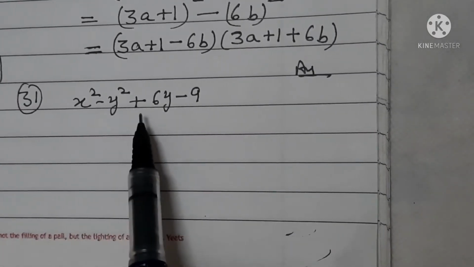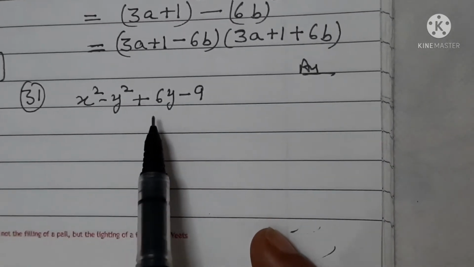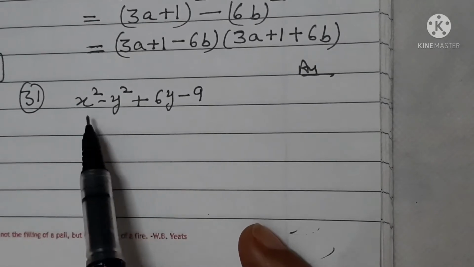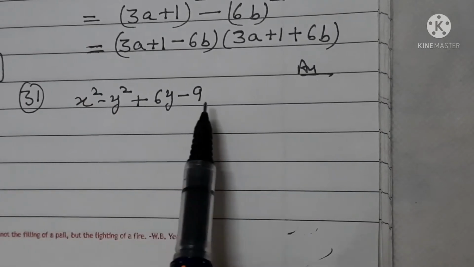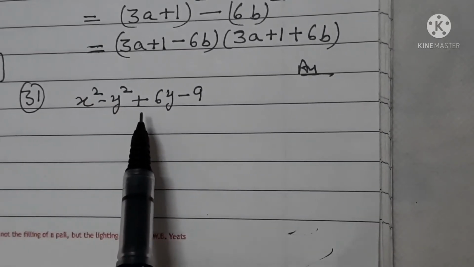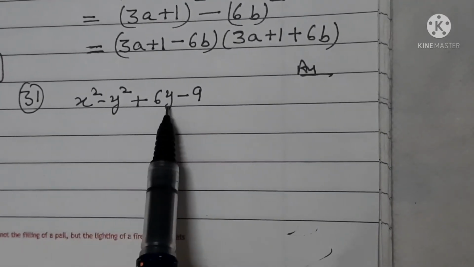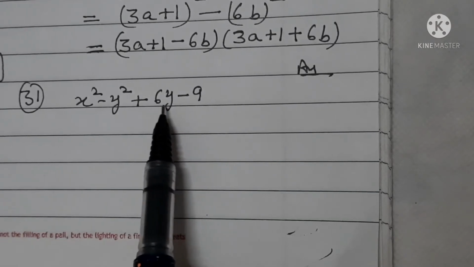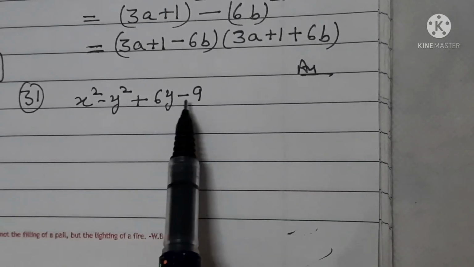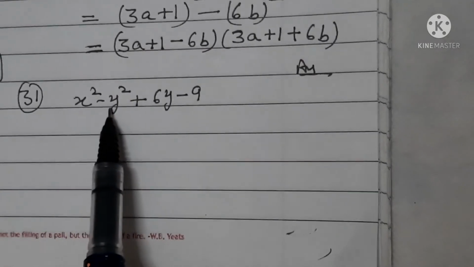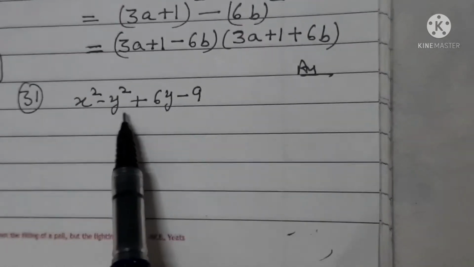31, x square minus y square plus 6y minus 9. Here you cannot do it by taking common factor and by grouping, because no two groups make a common factor. So try another method, which is difference of squares. So here it is of the form 2 into 3 into y. So 2 threes are 6y. It means 3 is there. So you can make it 3 square, and here y square, means these three terms will make some identity.